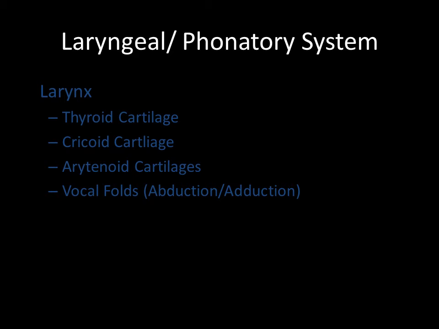The next system we'll talk about in speech production is the laryngeal system, or the phonatory system. The laryngeal system is named that because of the structure called the larynx, or what you might have heard called the voice box. The larynx is made up of cartilage structures: the thyroid cartilage, the cricoid cartilage, and the arytenoid cartilage. The vocal folds are also part of the larynx.